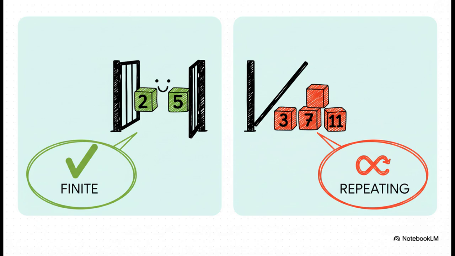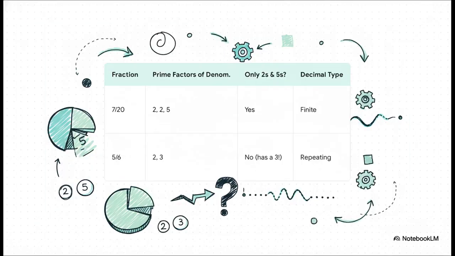But if you find any other prime factor hiding in there, I'm talking a 3, a 7, an 11, anything else, then you've got a repeating decimal. It will go on forever. That's it. That's the entire secret. Okay, talk is cheap, right? Let's test this thing out.